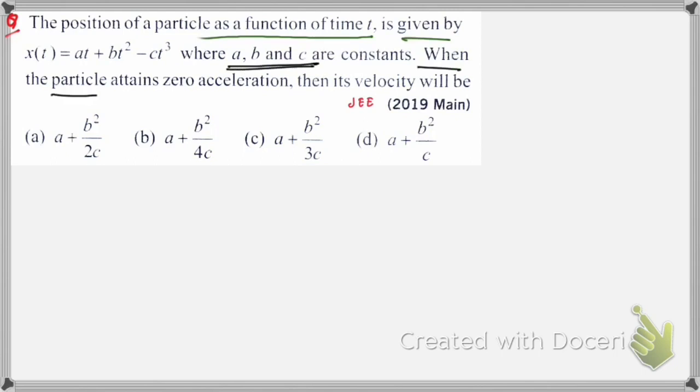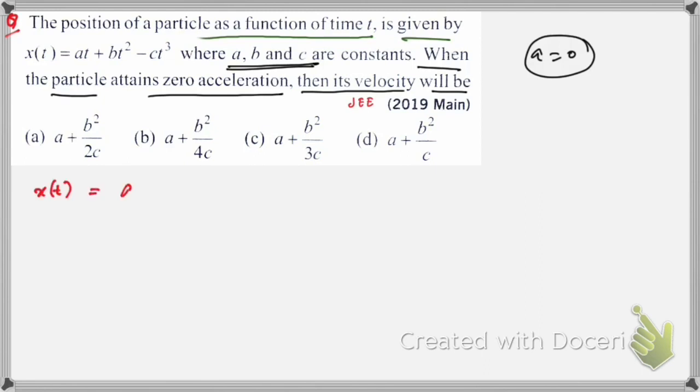When the particle attains zero acceleration, then what will be its velocity? So acceleration is equal to 0. Here the position is given, that is a t plus b t square minus c t cube. First let me find the velocity at time t. This is the position at time t, so if you need the velocity, you have to differentiate x with respect to t.